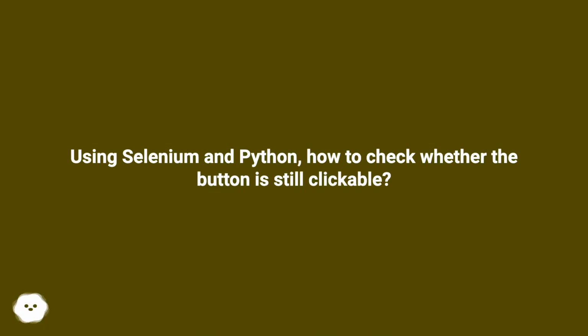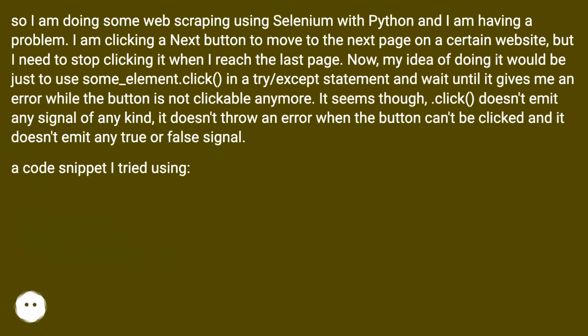Using Selenium and Python, how to check whether the button is still clickable. So I am doing some web scraping using Selenium with Python, and I am having a problem. I am clicking a next button to move to the next page on a certain website, but I need to stop clicking it when I reach the last page.